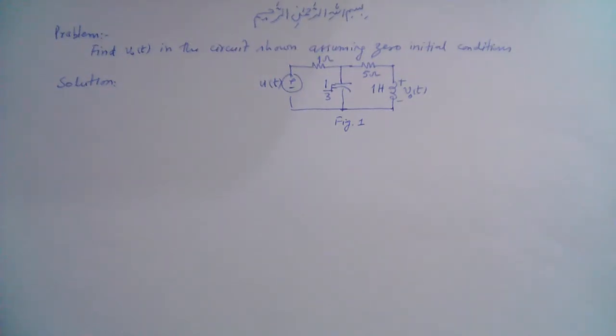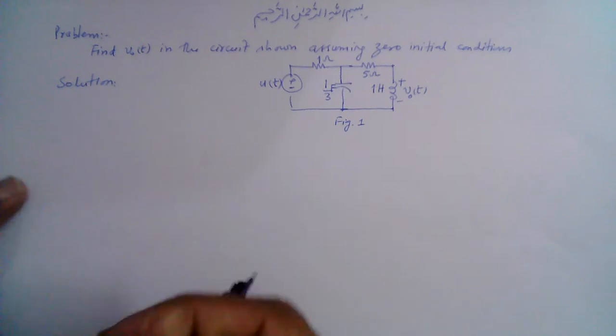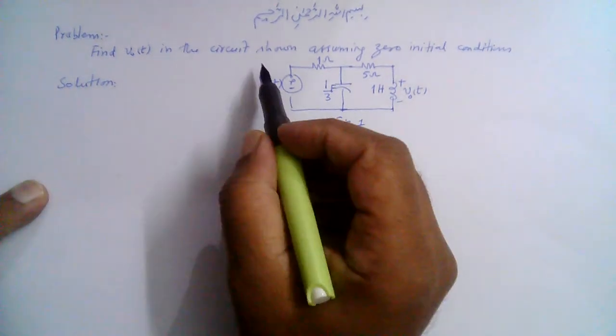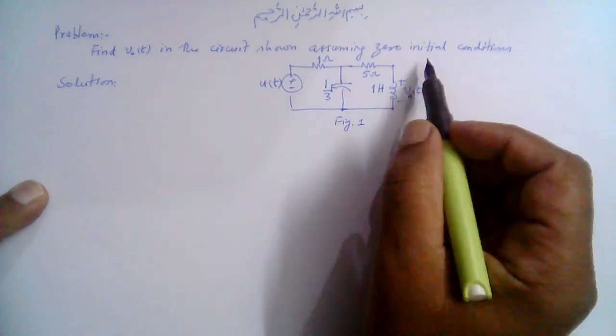Bismillah ar-Rahman ar-Rahim. Find v0(t) in the circuit shown, assuming zero initial conditions.